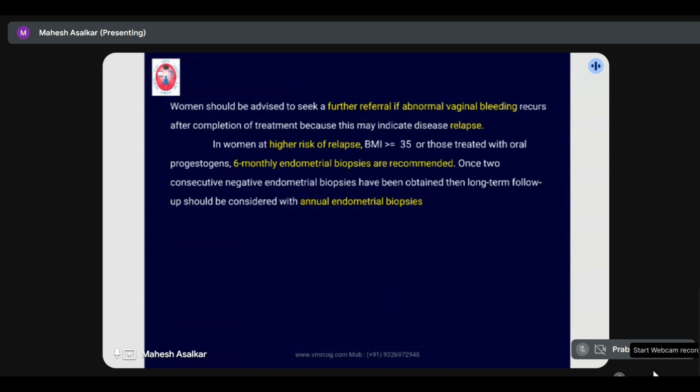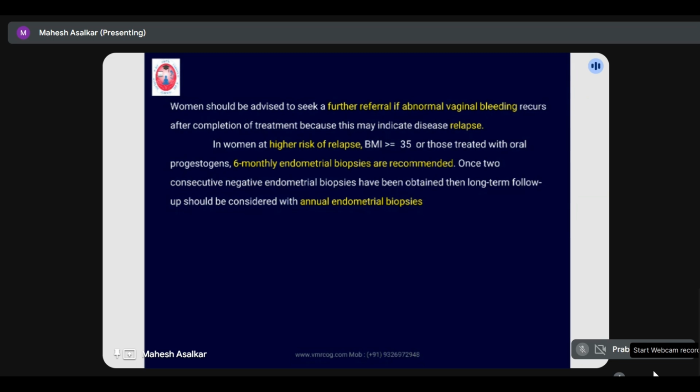Is it clear, Dr. Sansi? Yes, sir. Okay, women should be advised to seek a further referral if abnormal bleeding recurs after completion of treatment, because this may indicate disease relapse. So if there is an AUB-like picture after the treatment, then it is nothing but the relapse and she should be given referral advice.